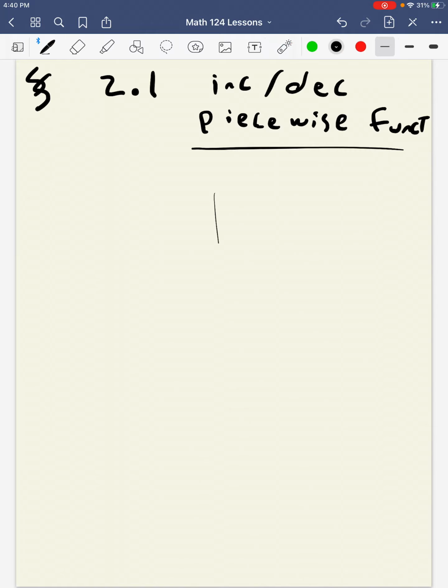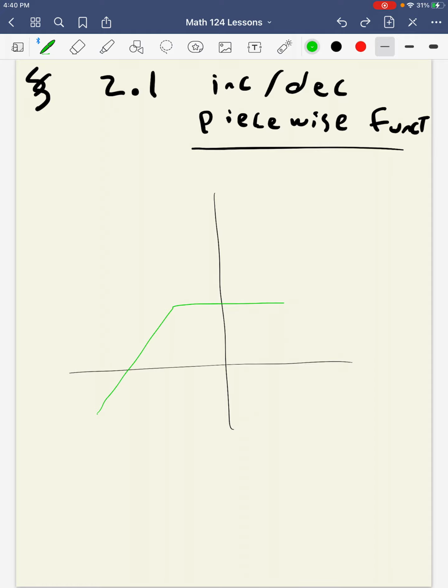First, let me draw a graph of a function. I'll do the function in green. Let me draw a better picture. Okay, so here's the function. I'll do some x values in red.